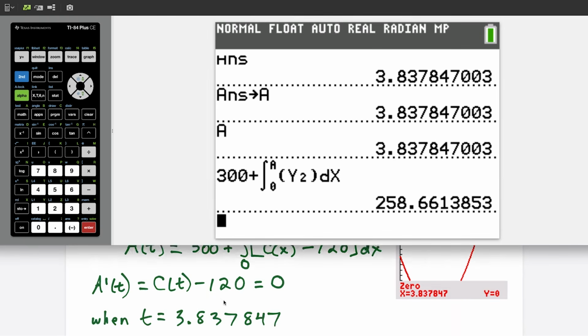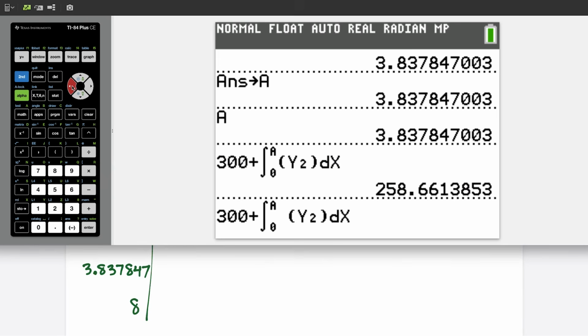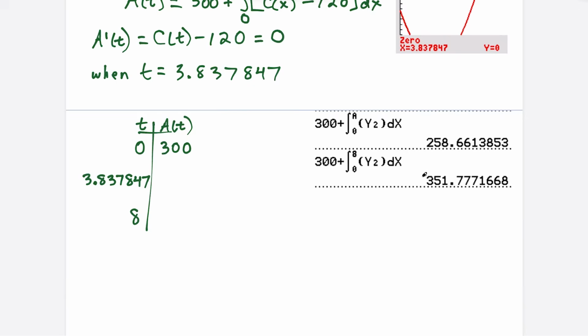And now for the function value at t equals 8, all I have to do is go up to what I wrote here and press enter. And I'm just going to replace the a value at the top with 8. And that's going to give us both function values all at once. So now we'll just transfer the values to the table.